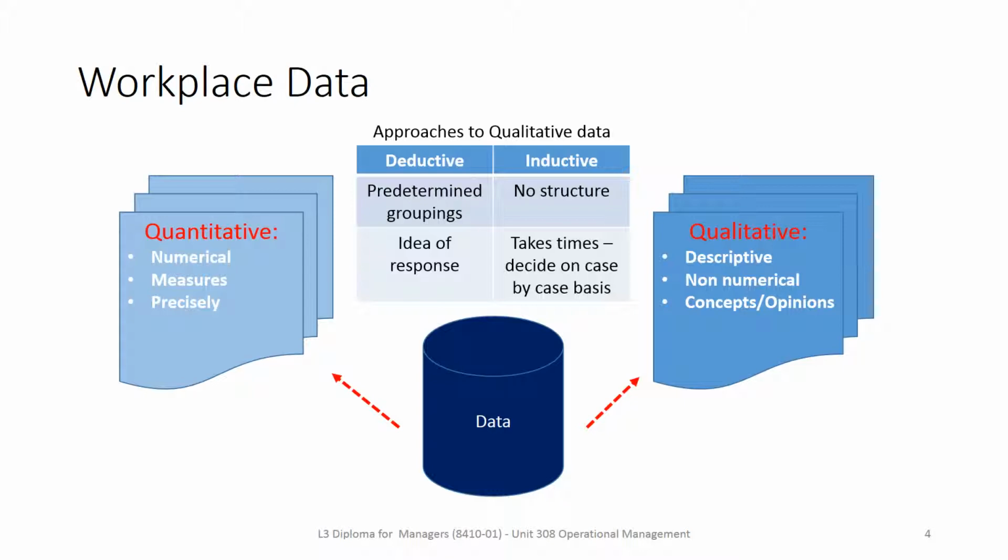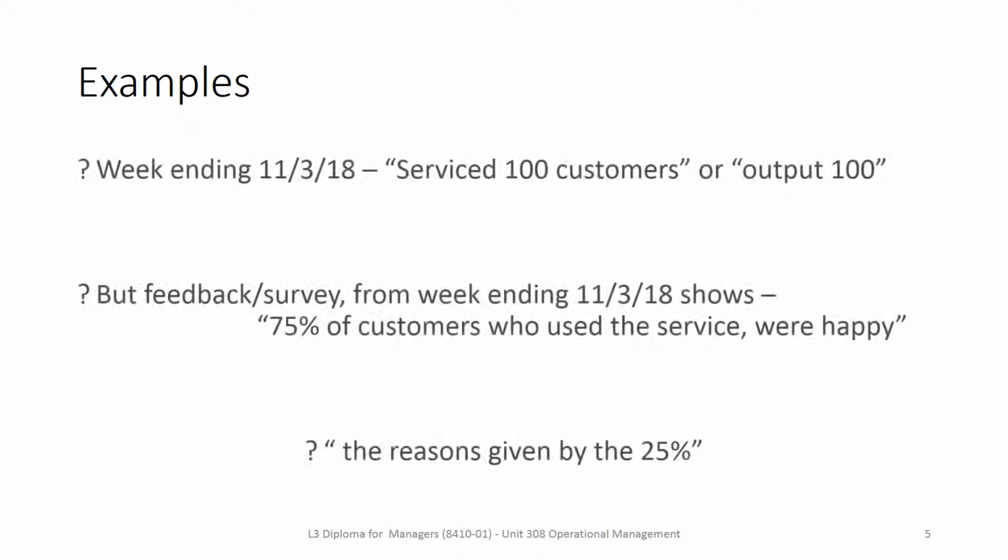So, three quick, simple examples here of some outcomes that we might have derived from some data that the organisation's collected. On screen now, I want you to think about them and think whether they're quantitative or qualitative. So, serviced 100 customers or produced an output of 100, figure-based, so it's going to be quantitative.